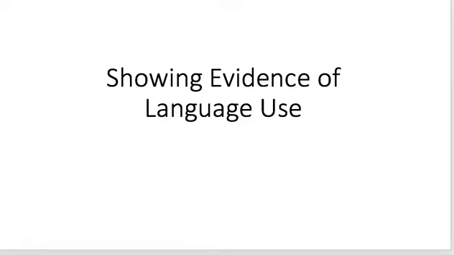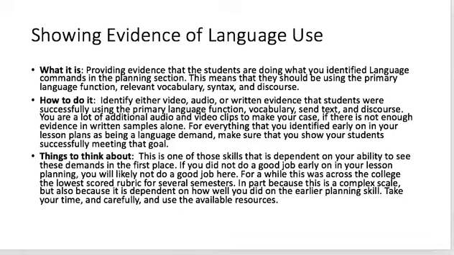Next skill, showing evidence of language use. Again, the idea here is that we have those different language demands about function, vocab, syntax, and discourse. And this is providing evidence that actually students are doing it. And again, if you don't do well in the first part and that 4th rubric in planning, you're not going to do well here. And for a while, this was the lowest scored one, like year after year.